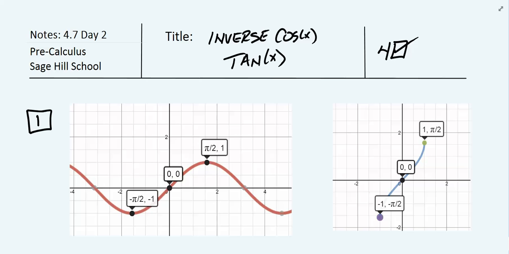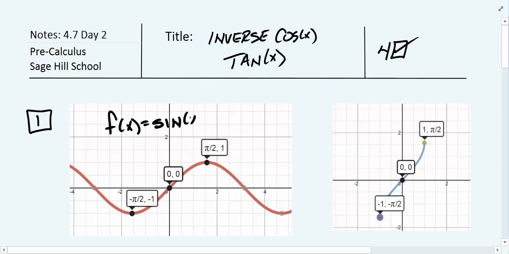So let's begin by taking a look at this first picture that you see here. Can someone tell me what function I am looking at right there? Anybody? Just shout it out. The sine of x, right? This is the function f of x is equal to the sine of x. All right? How do I know that? Because I have some of those critical points on there, right?